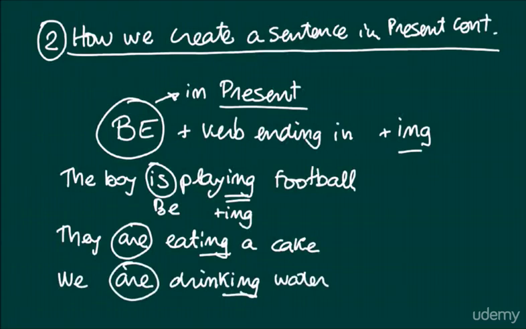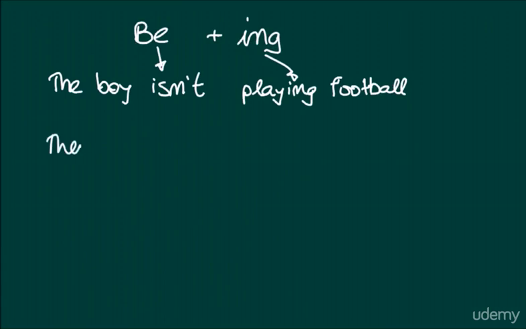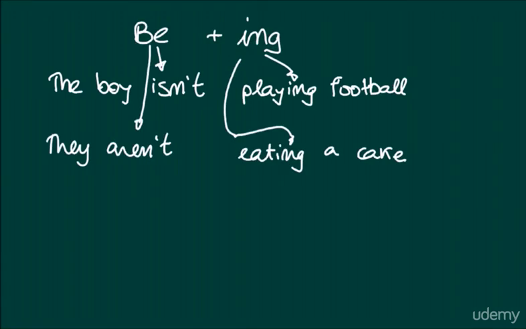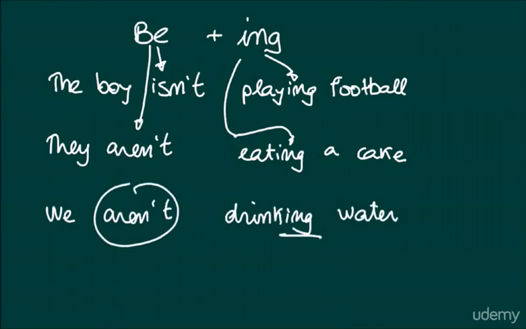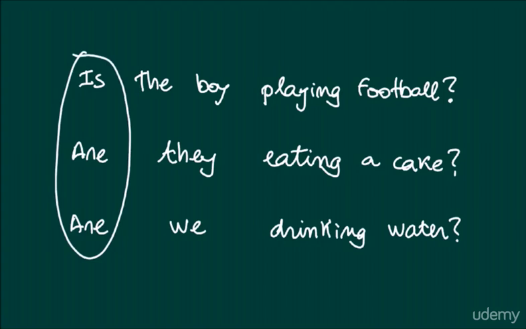As we have a verb to be, to create the negative sentences or questions, we use the verb to be. The same sentences in negative are: the boy isn't playing football. They aren't eating a cake. We aren't drinking water. And the questions, we just move the verb to be and put it at the beginning of the question. Is the boy playing football? Are they eating a cake? Are we drinking water?